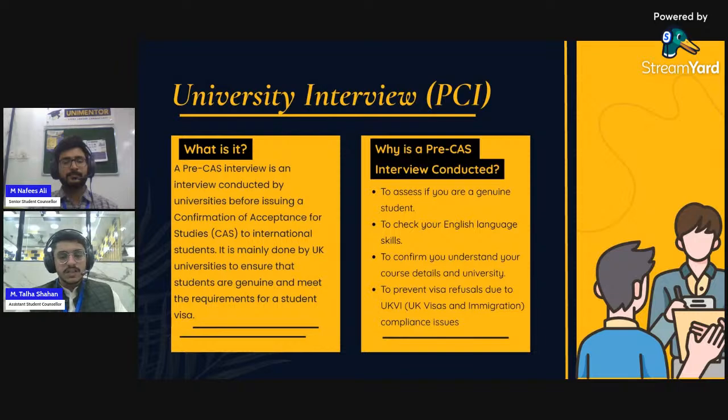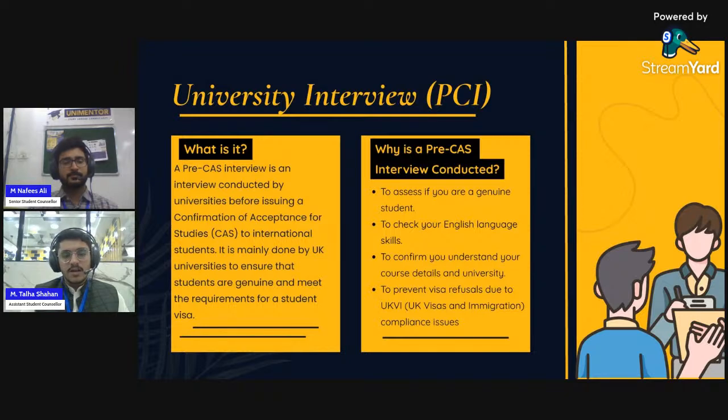Another thing is the university conducts the pre-CAS interview just to check your English language skills. As the United Kingdom is a first world country, and English is their home language, and we are East Asians, we don't fluently speak English. So they have to see our English language skills in order to give us CAS so that we can settle and adjust in the UK environment very easily, and communicate with different people with ease.